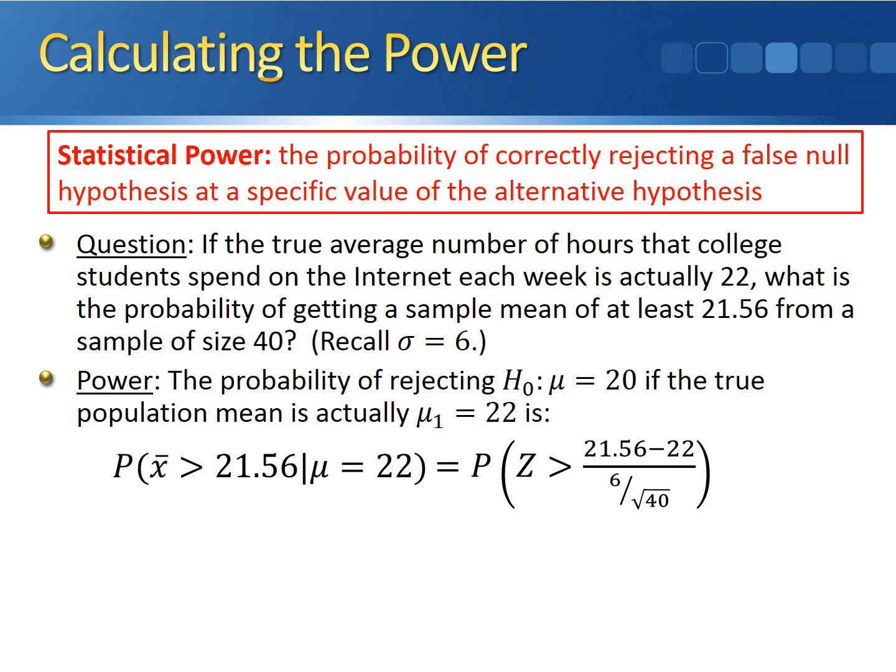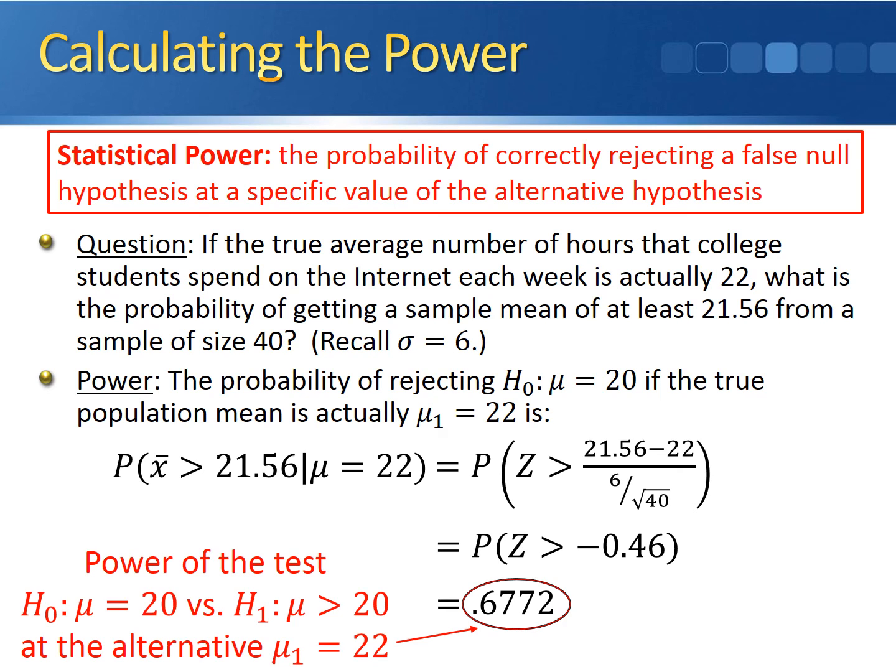Standardizing gives us the probability that z is greater than 21.56 minus 22 divided by 6 over the square root of 40. This gives us the probability that z is greater than negative 0.46. Using the standard normal table, we find that this probability is 0.6772. So the power of the test, mu equal to 20 versus mu greater than 20, using a value of 22 from the alternative hypothesis, is 0.6772.